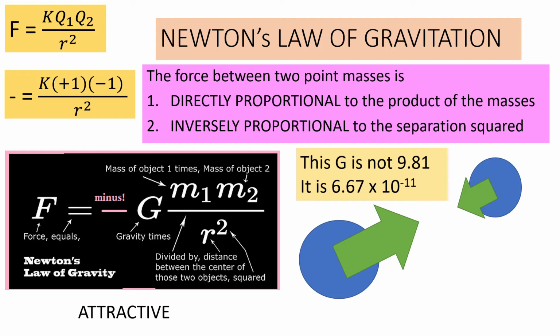Right, so the negative means that it is attractive, because by convention, if you have a positive and negative charge, when you multiply them together, you get a negative. So that's why there's a negative there. And masses are usually positive, and r is usually positive, and because you're squaring it, you get a positive answer.